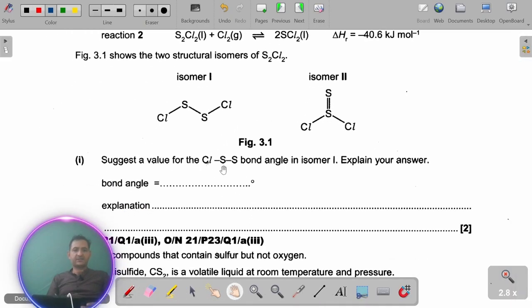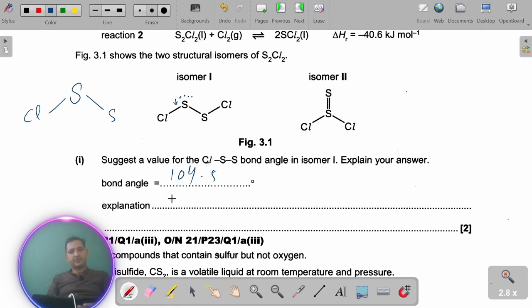Suggest a value for the Cl-S-S bond angle in isomer 1. So the bond angle is here. We have lone pairs repelling this bond. It will be bent at sulfur. They are bending this chlorine and this sulfur. So this bond angle is 104. 104, bent. Explanation: the lone pairs of electrons on sulfur repel bond pairs.